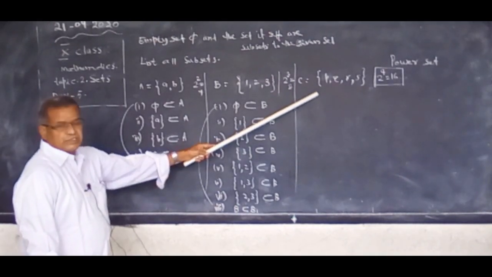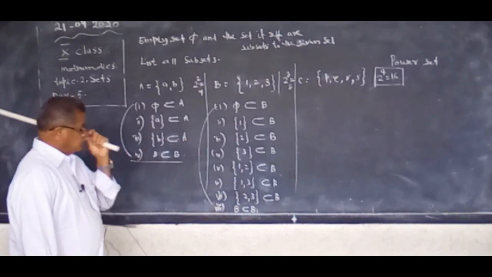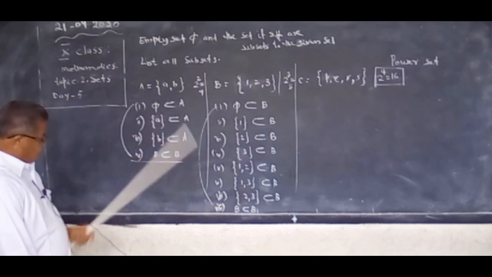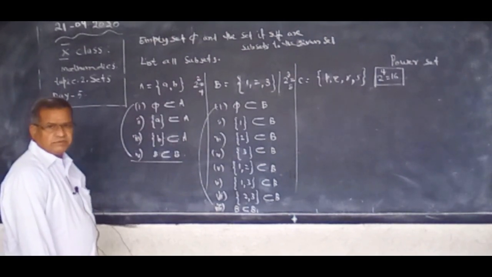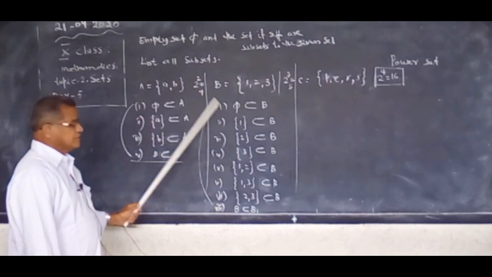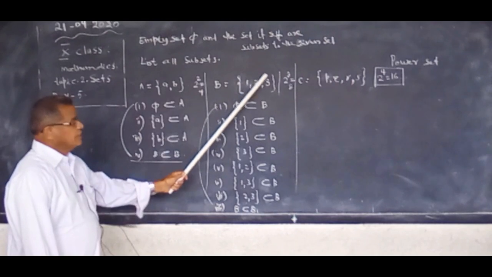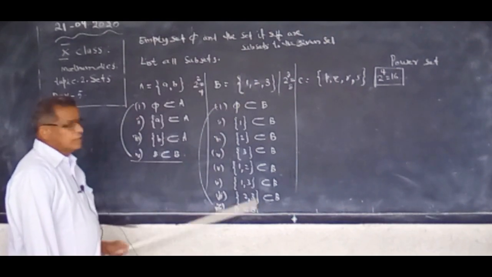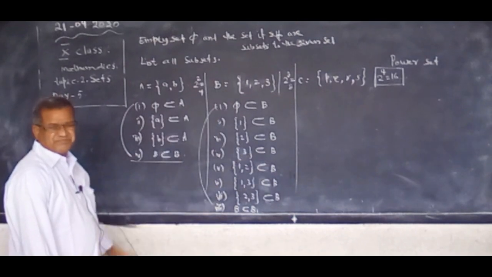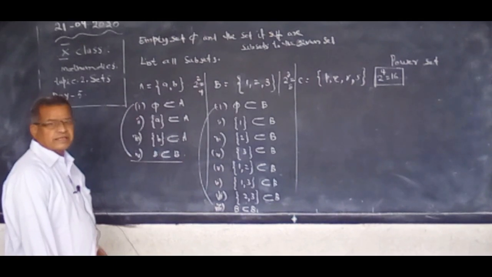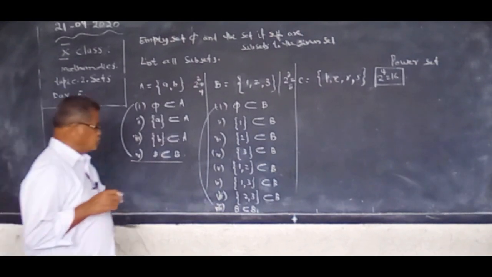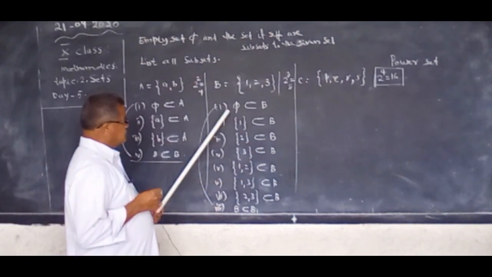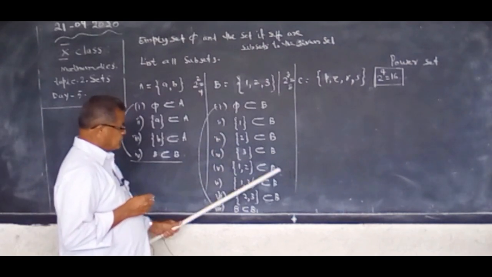Next, this one. Don't get confused. First the null set. Then single-element sets. Next, two-element sets. Next, three elements. Like that we have to proceed. These are subsets. This is the complete set.